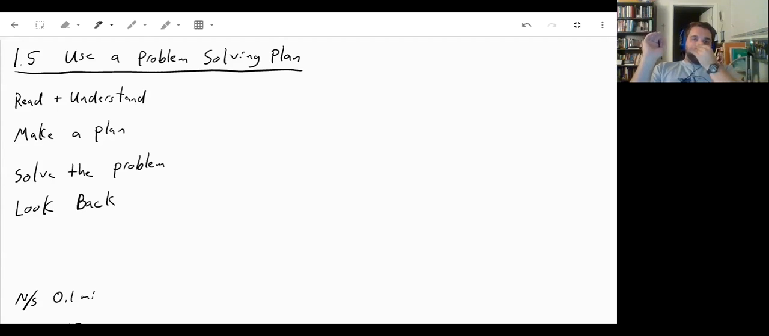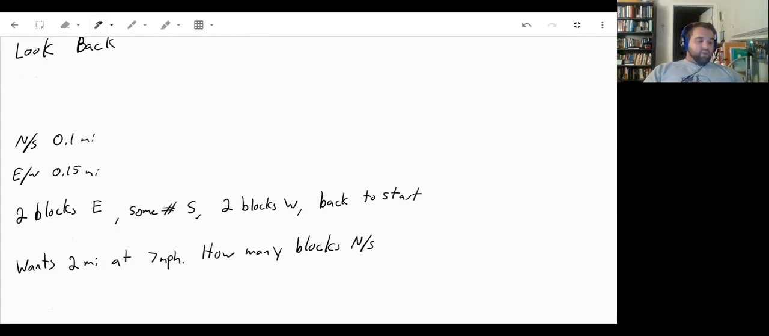Now, I'm not going to write out all of the word problems that we're going to do here in this example, but the notes I'll provide for you will give you all of the information that you need, and I will just read through that and then help you solve it. So our first problem says you run in a city. Short blocks go north to south and are 0.1 mile long, while long blocks are east to west and are 0.15 miles long. You run two long blocks east, a number of short blocks south, then two long blocks west, and run back to your start. You want to run 2 miles at a rate of 7 miles per hour. How many blocks must you run?